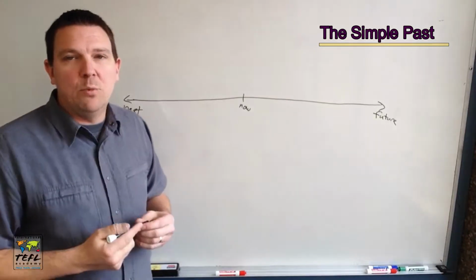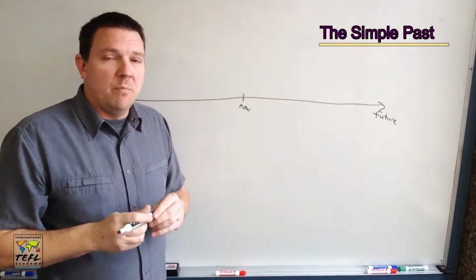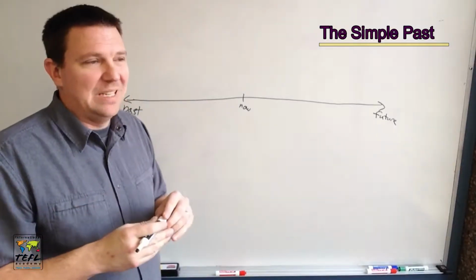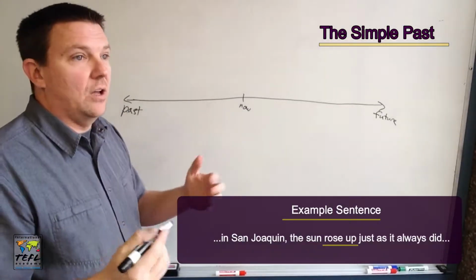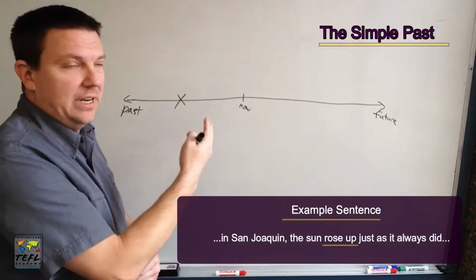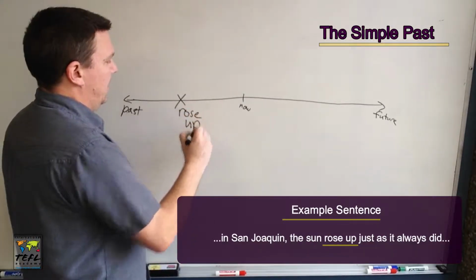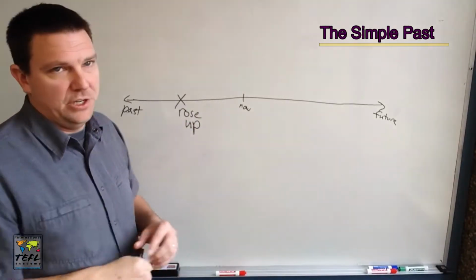We have on our whiteboard here an example grammar timeline. If you remember from our blog from a teacher in Costa Rica, we see several examples of the simple past. One of those examples says, in San Joaquin, the sun rose up. This is a single event in the past, it's finished, we represent it with an X, and we can write down rose up. So that signifies it happened one time in the past and it's finished now.